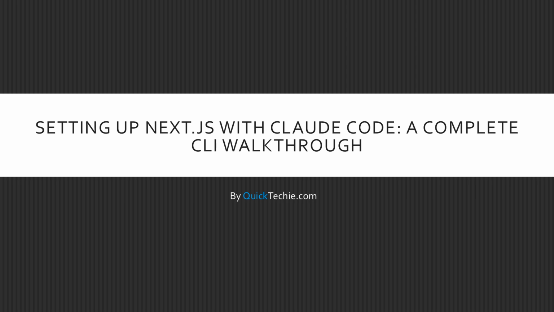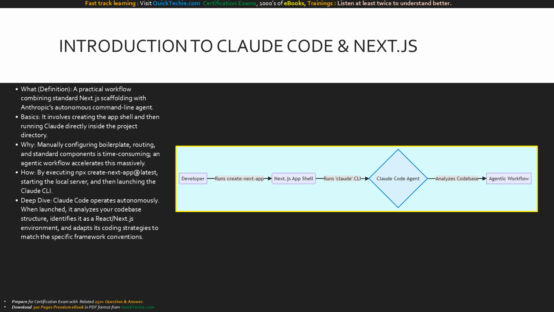Let's get started. Welcome. Today we are looking at how to set up a modern Next.js web project using Claude Code. What exactly is this? It's a workflow where we combine standard Next.js scaffolding with Anthropic's powerful command line agent. Why do this? Because manually setting up boilerplate, configuring routing, and writing initial components takes valuable time. By running a few basic CLI commands, we can have Claude read our workspace, understand our Next.js app router setup, and start writing code for us.